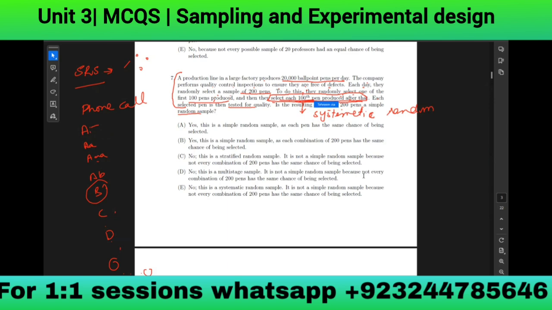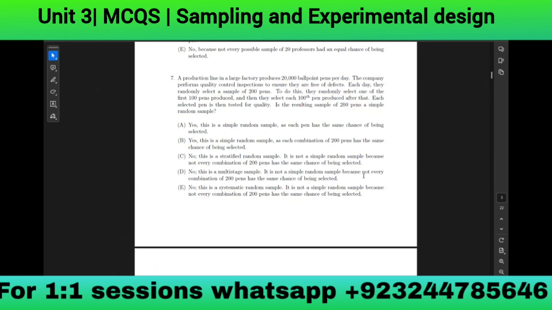So this is the example that we learned in our last lesson about the phone call. Here the person is selecting every 100th pen, so this is systematic sampling. What is the correct answer? This is a systematic random sample. It is not a simple random sample because not every combination of 200 pens has the same chance of being selected. So E is the correct answer. There are no stages, so it's not a multi-stage sample. Okay, come to question number 8.